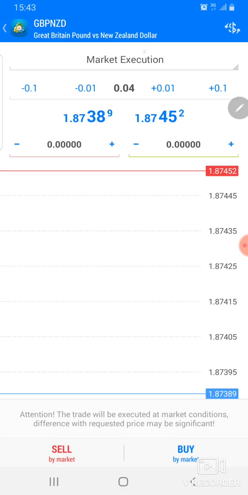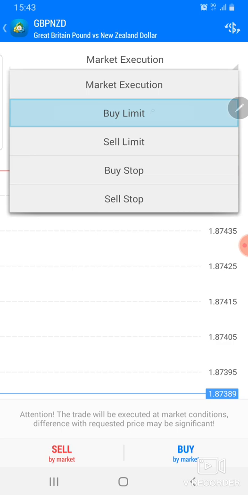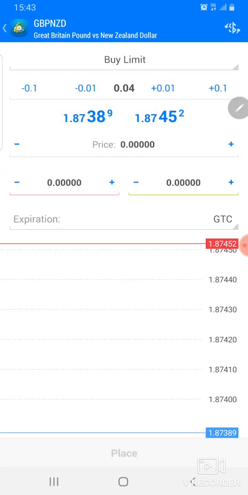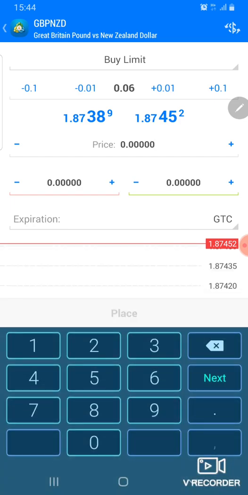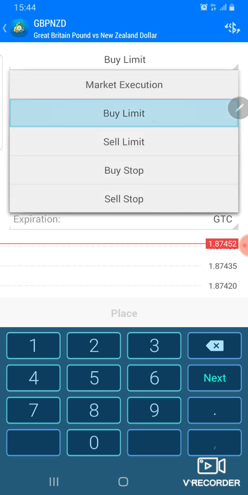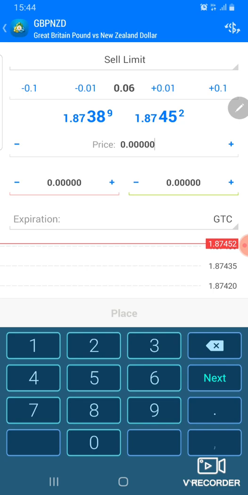Market execution is an instant execution order, when you buy or sell at the prevailing market price. But if you take a buy limit, a buy limit is when you place a buy or sell order at a certain spot, and then it will activate. Because now the market is closed, I can't make any kind of orders. So buy limit, sell limit.